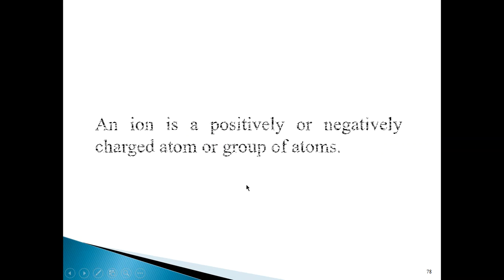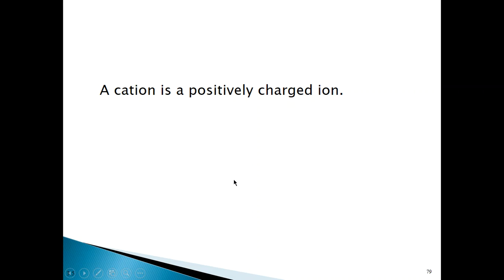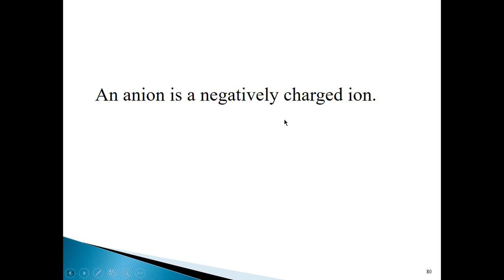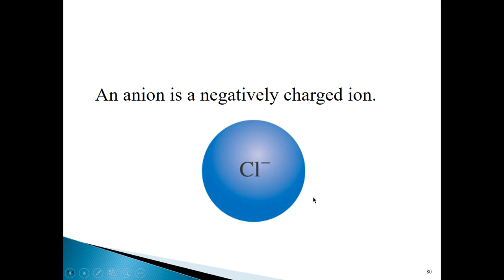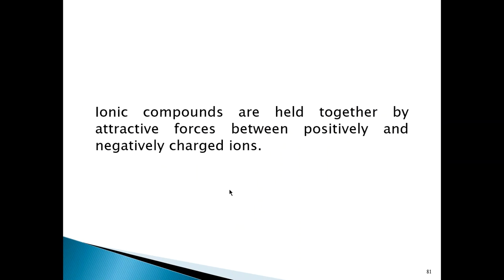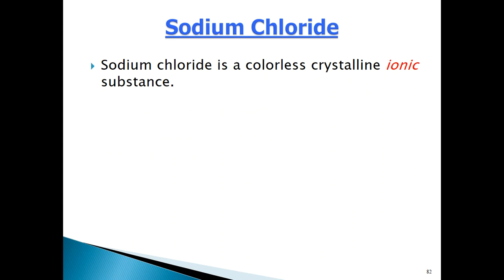Now, ionic compounds are formed by species which are known as ions. And ions are basically positively or negatively charged atoms or groups of atoms. The cation is known as the positively charged ion. An example of this would be the sodium ion. And an anion is a negatively charged ion, such as the chloride ion. All right? So when these come together, they form an ionic compound, which is basically the result of very strong attractive forces between the negatively charged and the positively charged ion.